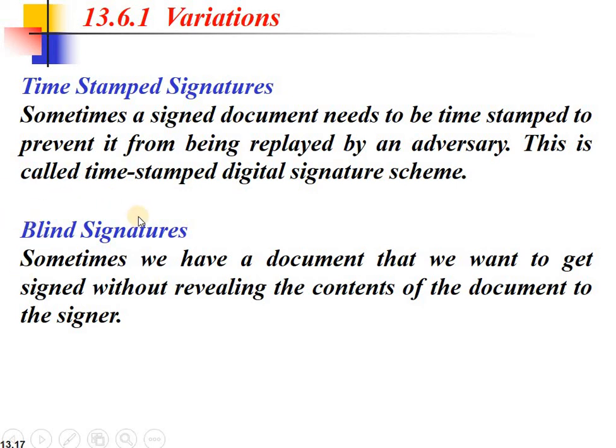And the second one is called the blind signature. Sometimes there is a situation when we want the signature of the sender, but the contents inside the message are not visible, like e-checks issued by banks as well as electronic coins, which are examples of blind signatures. So these are two applications that come under the category of the RSA digital signature scheme.